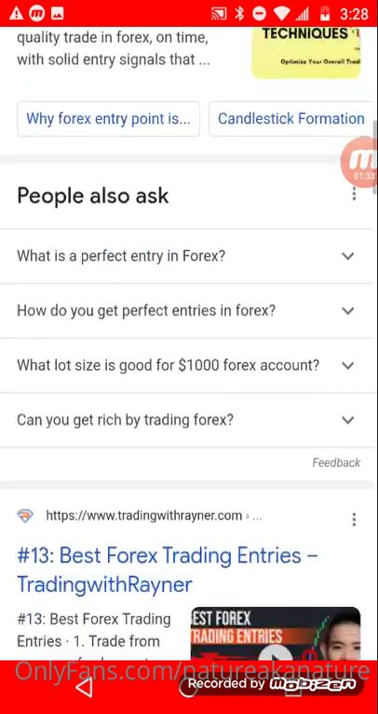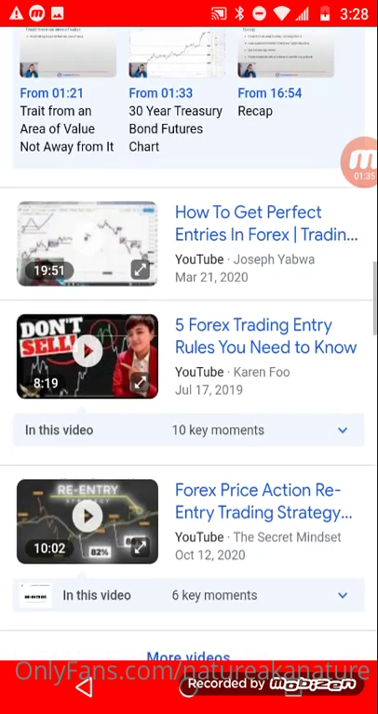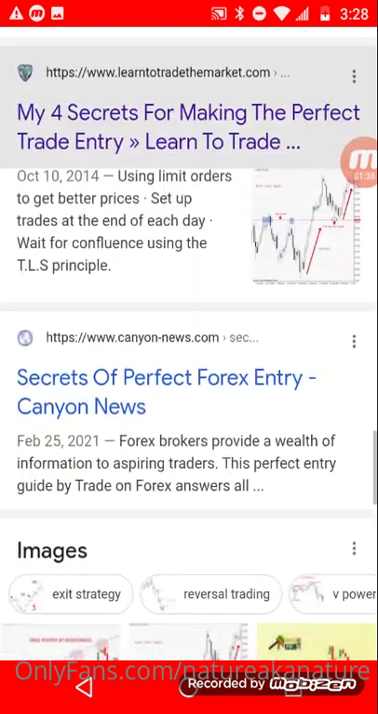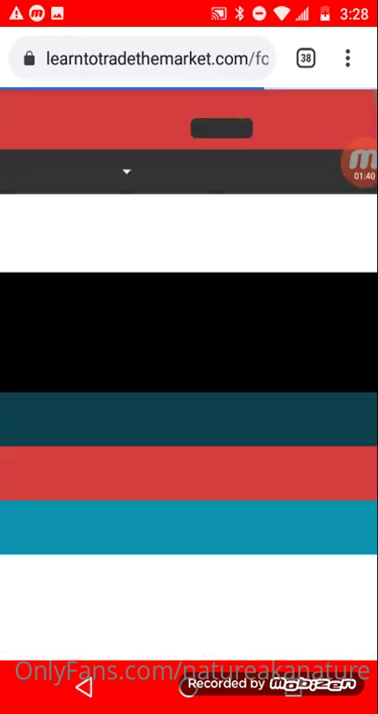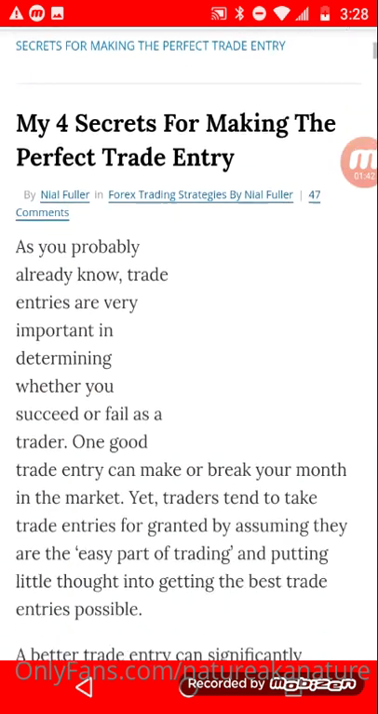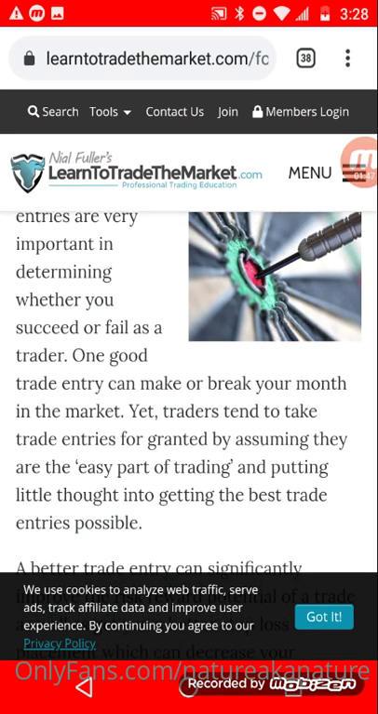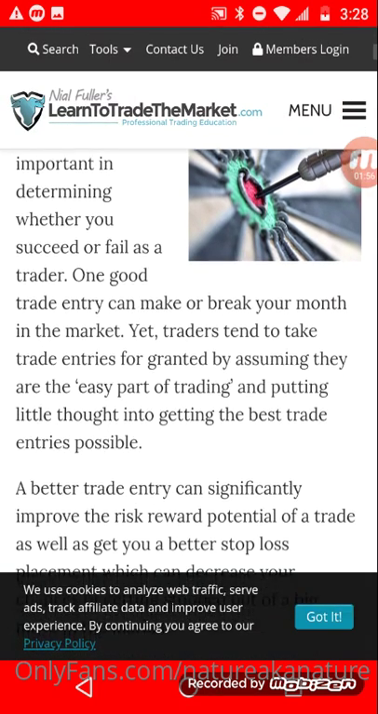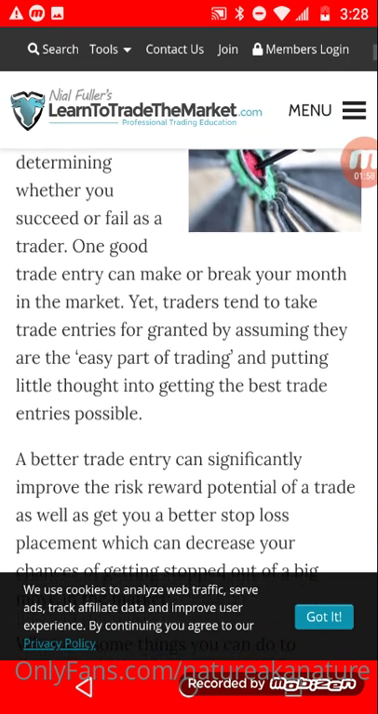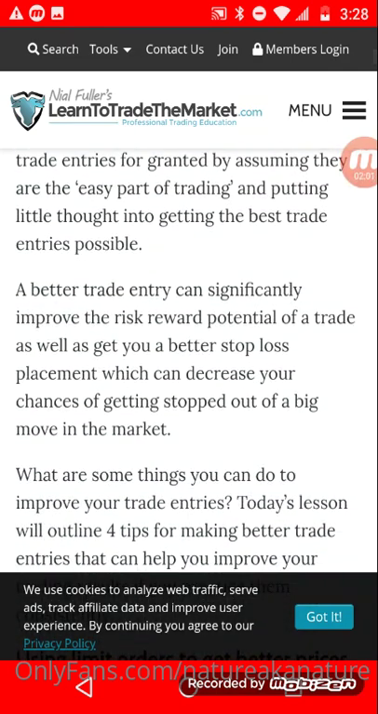So let's go to right here. My secrets to making perfect trading entries. As you probably already know, trade entries are very important in determining whether you succeed or fail as a trader. One good trade entry can make or break your month in the market, yet traders tend to take entries for granted by assuming they are an easy part of trading and putting little thought into getting the best trade entries possible. A better trade entry can significantly improve the risk reward potential of a trade as well.